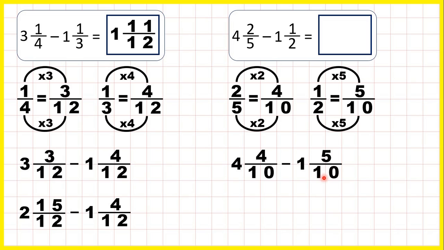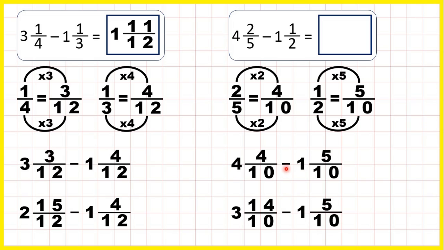But again, we've got the same problem. If we look at our fractions, we can't take 5/10 away from 4/10, so we need to use the exchanging trick again. Remember, we take 1 away from our whole number, so 1 less than 4 is 3, and then we can add the denominator to the numerator. So 10 plus 4 is 14, so we can write 3 14/10 instead of 4 4/10.